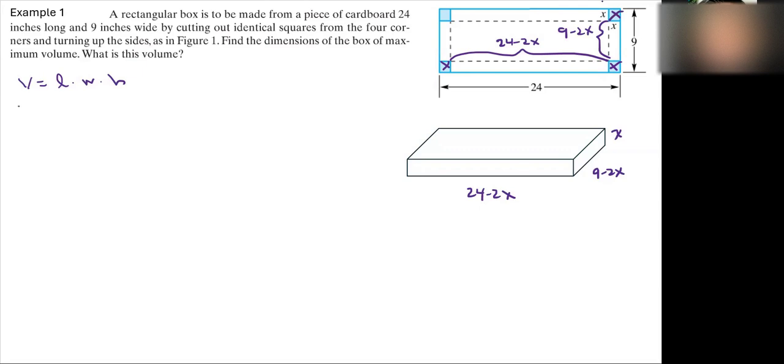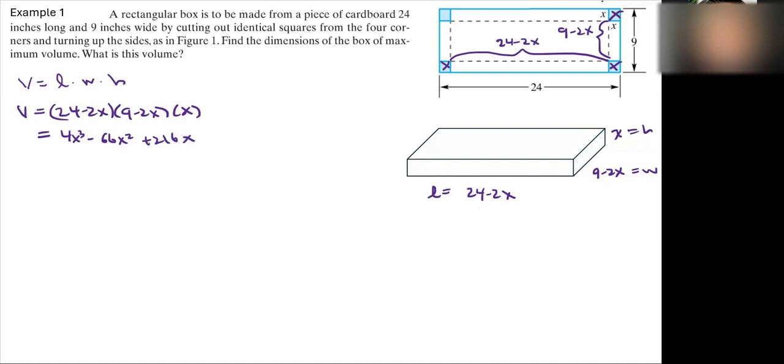Now we have the information that we need to plug into our volume formula. The volume is equal to the length, which is this here, this is our width, and this is our height. So it's going to be 24 minus 2x times 9 minus 2x times x. When we multiply all that out, we get 4x cubed minus 66x squared plus 216x.